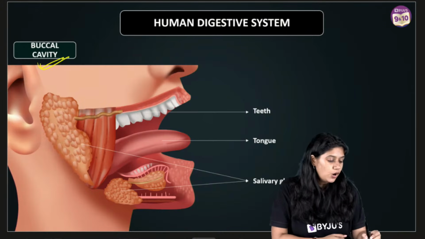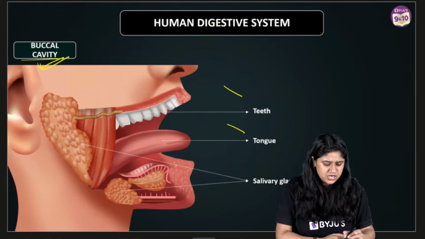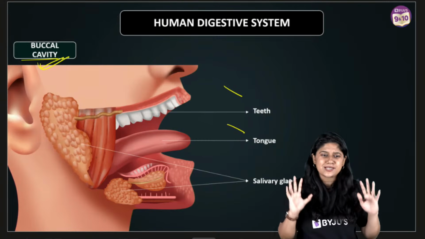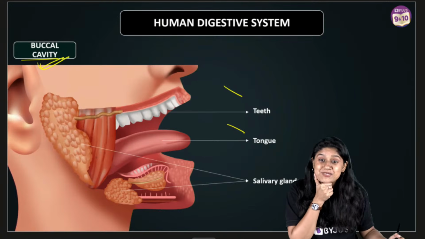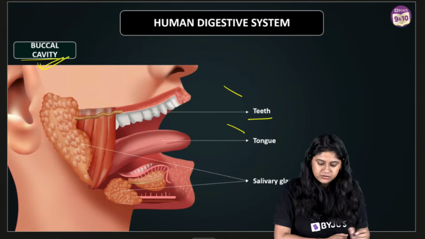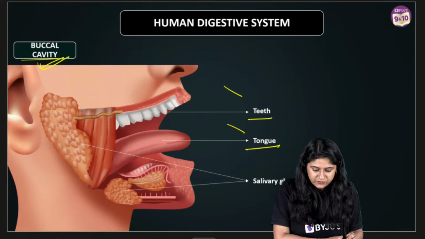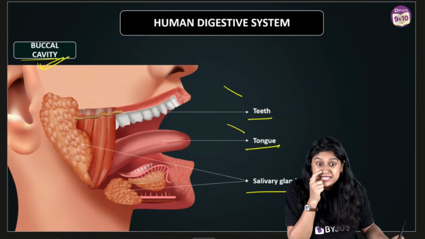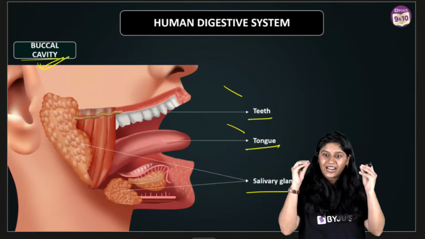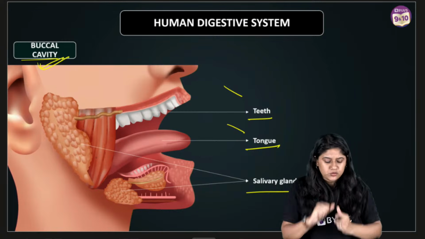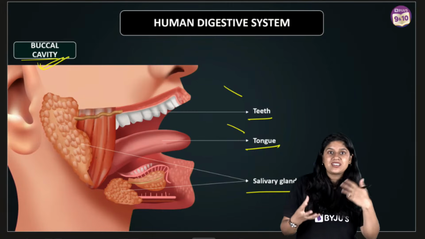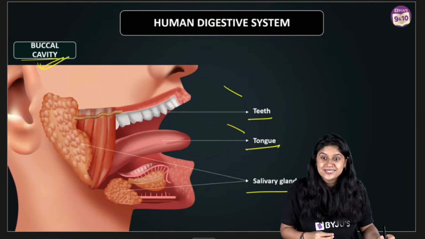Okay? So, the mouth, teeth, tongue. We have the glands also over here. All of this is combinedly called the buccal cavity. We have the teeth, we have the tongue, and of course we have the glands. So, what do teeth help in? Yes, teeth help in the grinding, chopping and cutting of the food. The tongue helps in mixing of the food with the saliva. We know that.